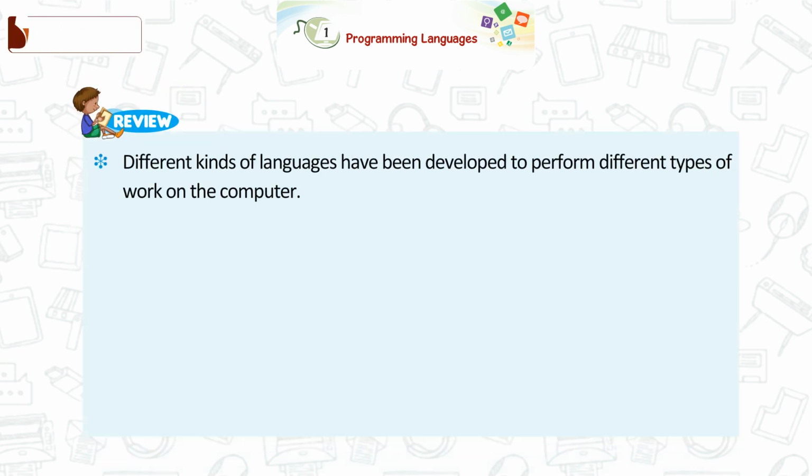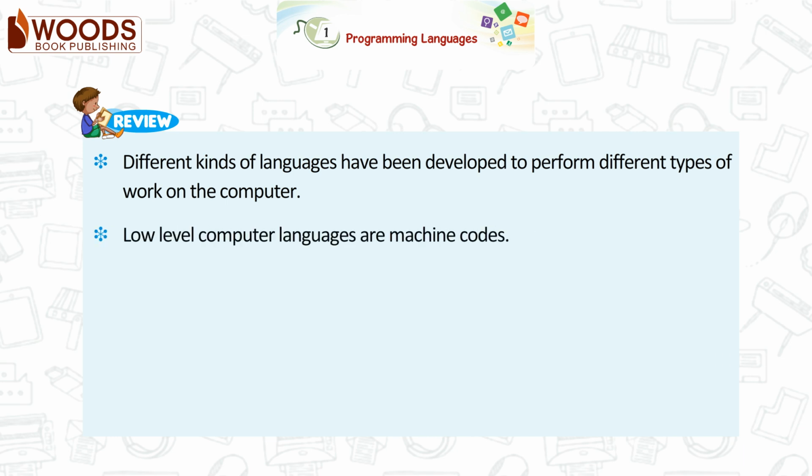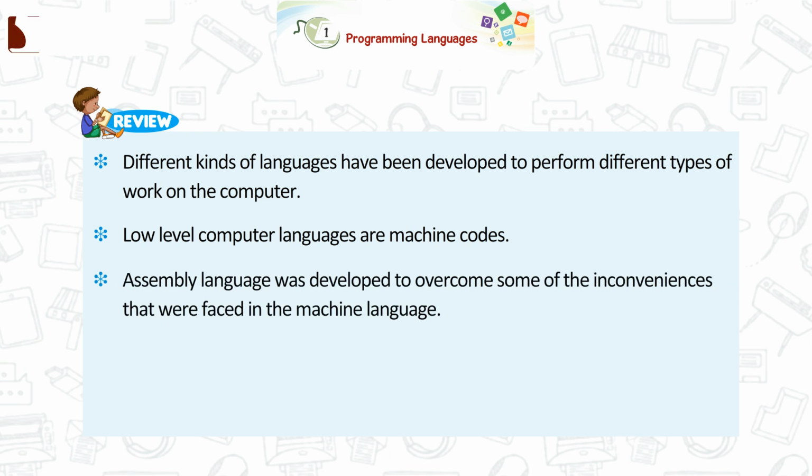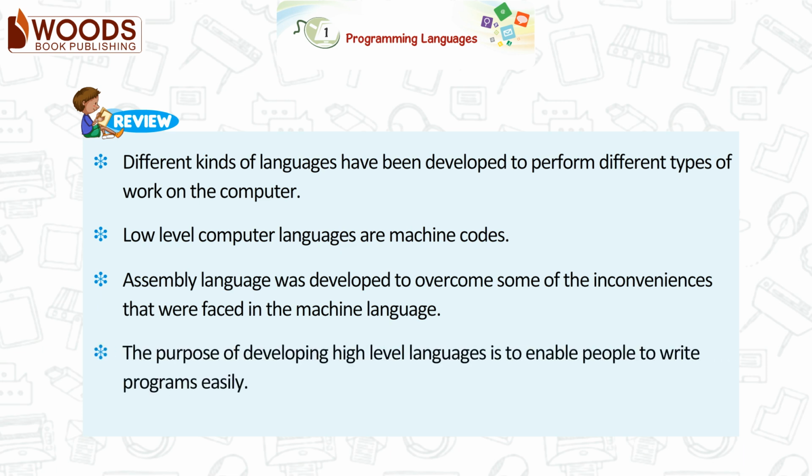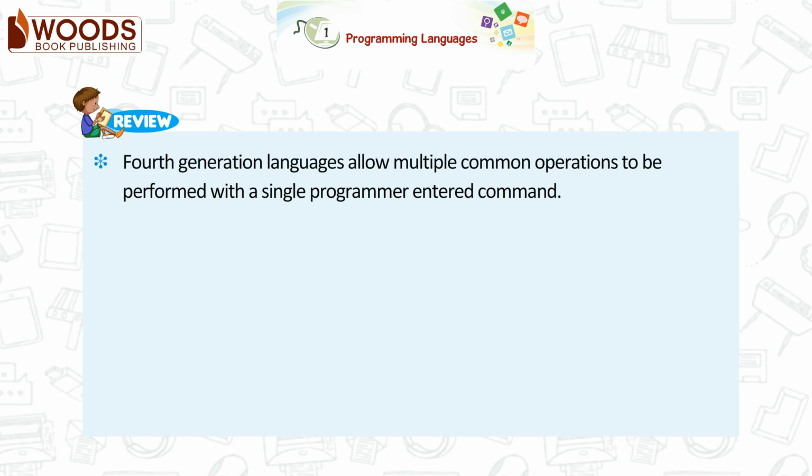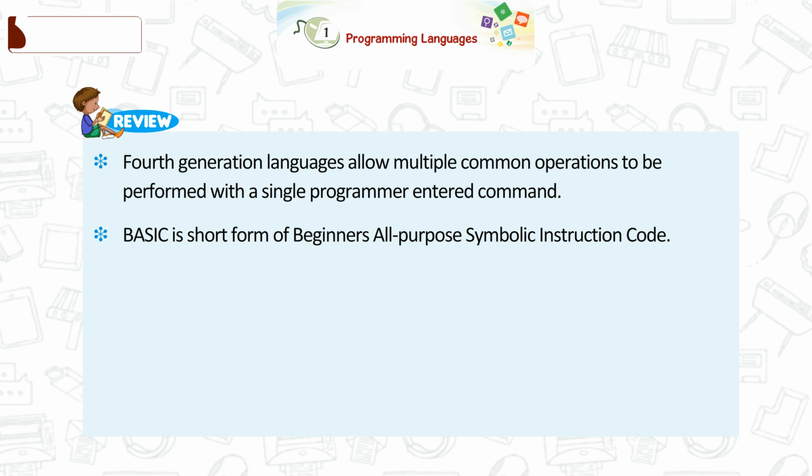Review. Different kinds of languages have been developed to perform different types of work on the computer. Low-level computer languages are machine codes. Assembly language was developed to overcome some of the inconveniences that were faced in the machine language. The purpose of developing high-level languages is to enable people to write programs easily. Fourth-generation languages allow multiple common operations to be performed with a single programmer-entered command. BASIC is short form of Beginner's All-Purpose Symbolic Instruction Code.